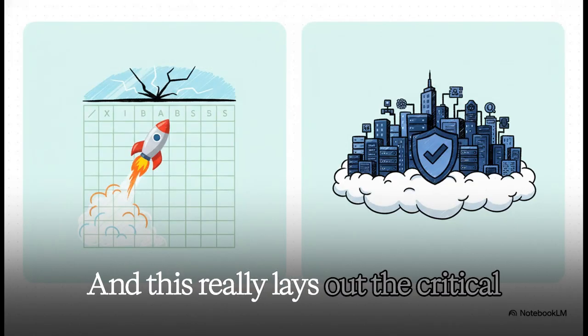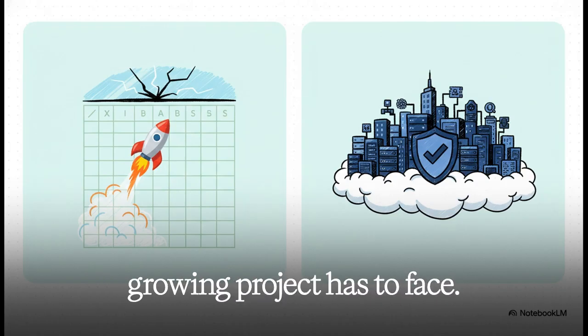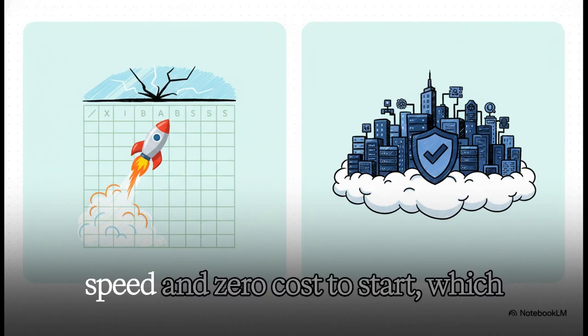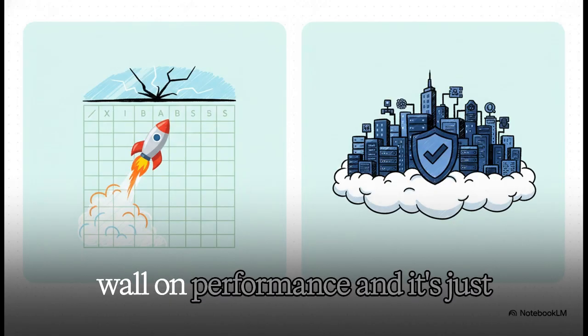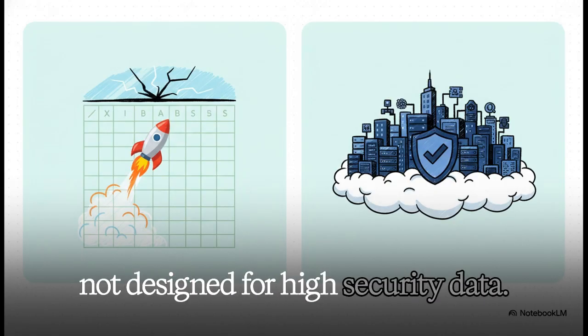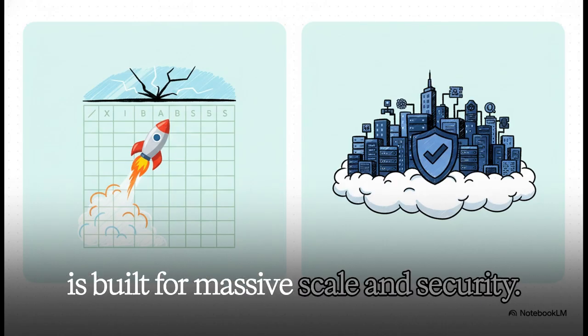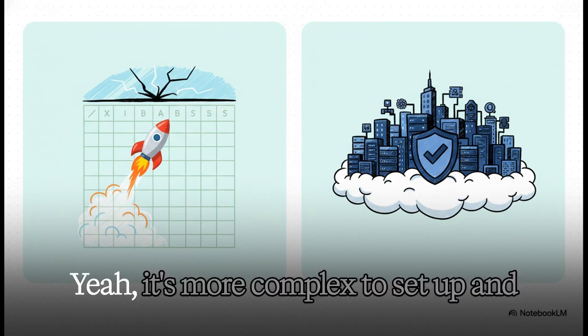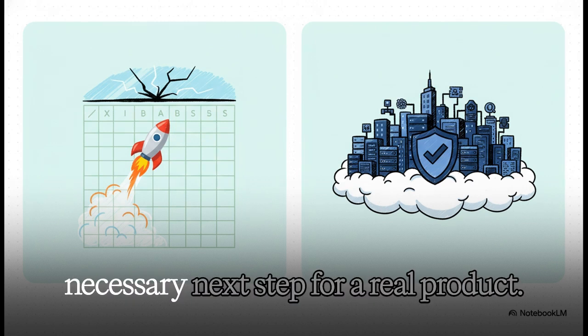And this really lays out the critical trade-off that pretty much every growing project has to face. Google Sheets gives you incredible speed and zero cost to start, which is amazing. But it eventually hits a wall on performance, and it's just not designed for high-security data. On the other hand, Google Cloud Platform is built for massive scale and security. Yeah, it's more complex to set up, and it has usage-based costs, but it's the necessary next step for a real product.